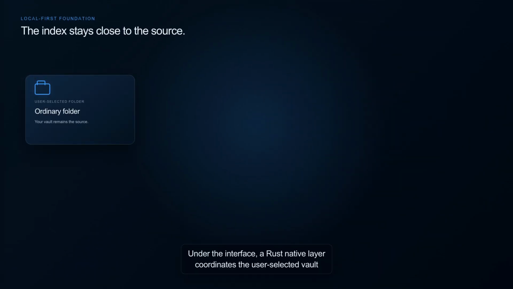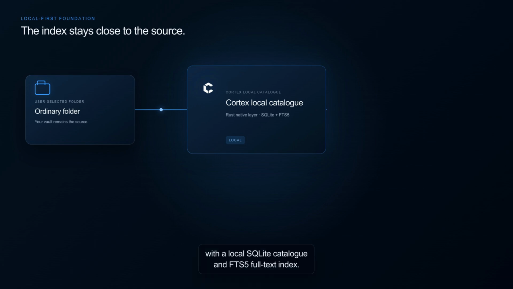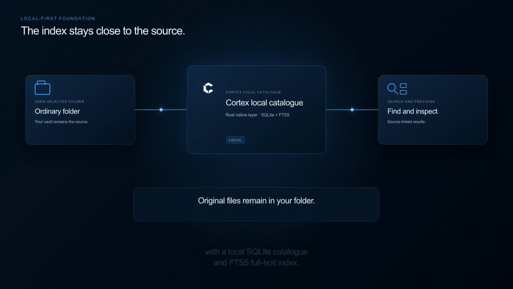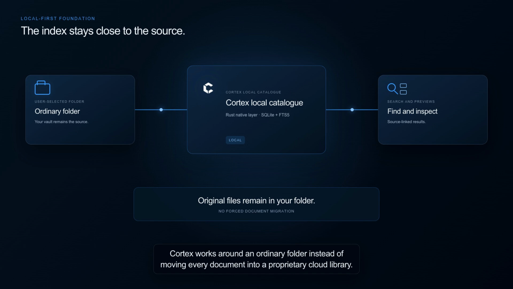Under the interface, a Rust native layer coordinates the user-selected Vault with a local SQLite catalog and FTS5 full-text index. Cortex works around an ordinary folder instead of moving every document into a proprietary cloud library.